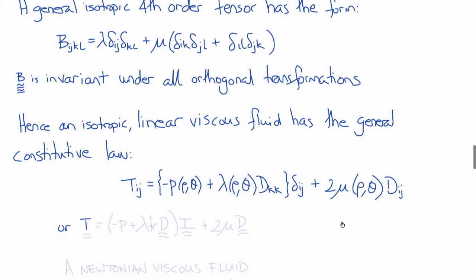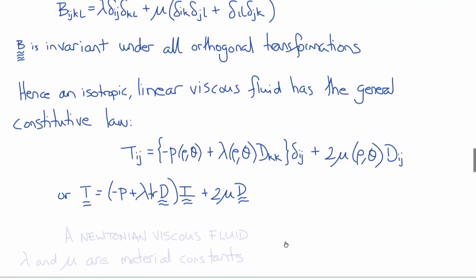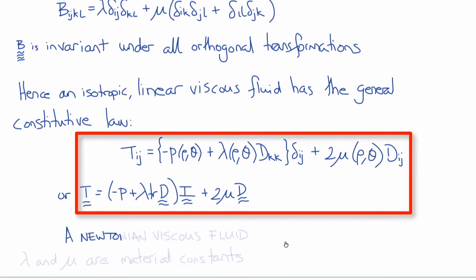Or, writing this in direct notation, the stress tensor T is equal to minus p plus lambda times the trace of d, all times I, the identity tensor, plus 2 times mu times the rate of deformation tensor. This is the equation for a Newtonian viscous fluid. And lambda and mu are the two material constants that describe the physical properties of the fluid.